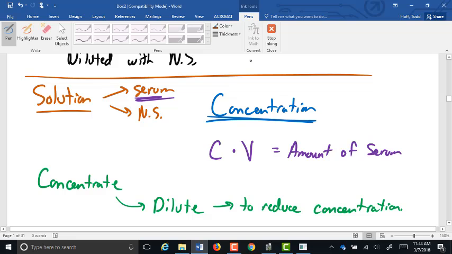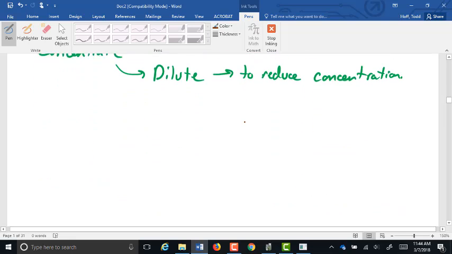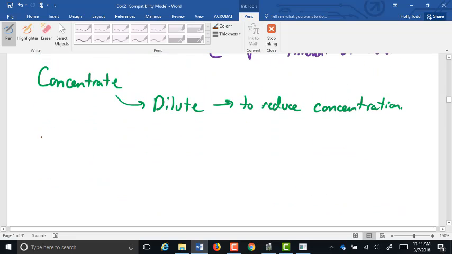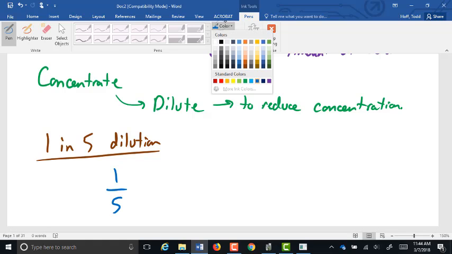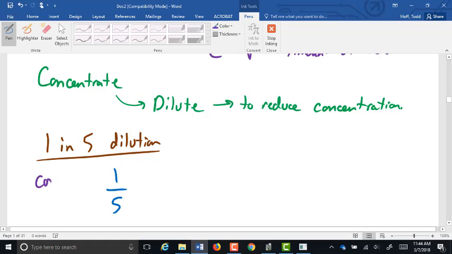So let's take a look at how this all works. So what we're looking at here, our dilution now, if we say that we have a 1 in 5 dilution, that is no longer referring to 1 part of serum, it's 1 part of concentrate to total solution now.